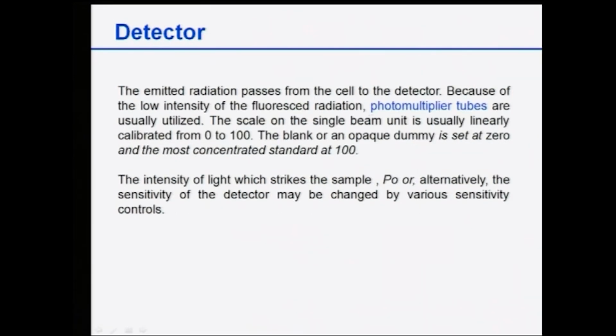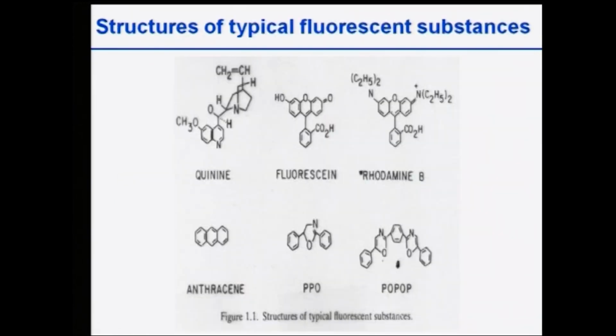The detector is basically nothing but a photomultiplier tube. It can scale up the radiation which is coming out. So, the intensity of light striking the sample is P0. Sensitivity of the detector can be changed by various sensitivity controls, most notably photomultiplier tubes are capable of doing that. And the different fluorescent substances, as I said, are quinine, anthracene, rhodamine, and PPO or POPOP. This is taken from the books of Thomson.